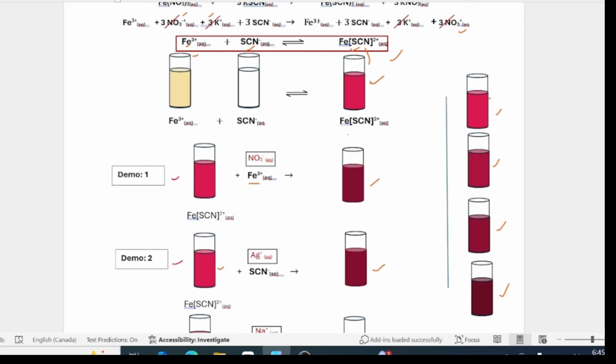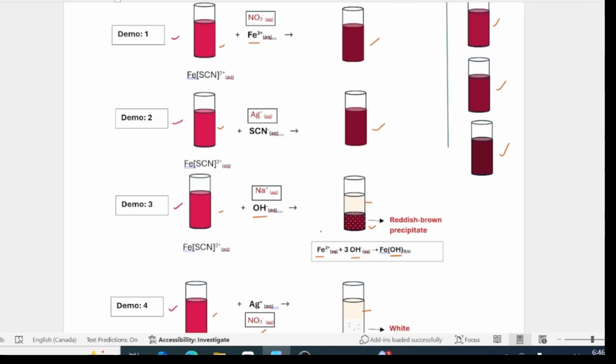As the concentration of the iron thiocyanate increases, as depicted by these figures here, you can see as you go downwards the concentration of the iron thiocyanate increases. As such, the equilibrium mixture gets darker and darker. We will use a change in the intensity of the color of iron thiocyanate to indicate the direction of equilibrium shifts. These figures represent the simulations of the 4 demos that were performed.